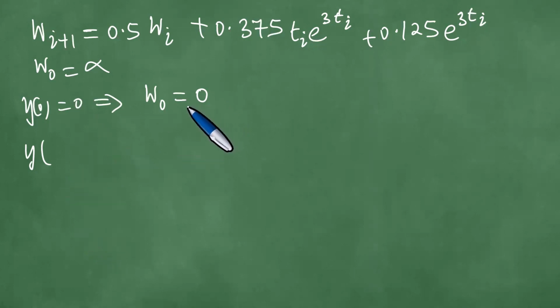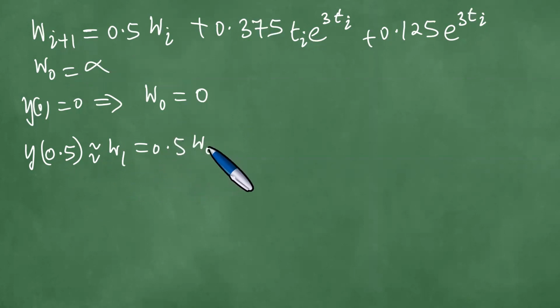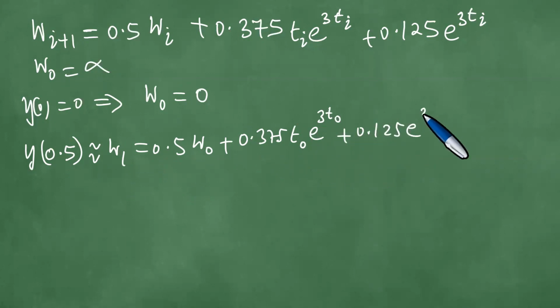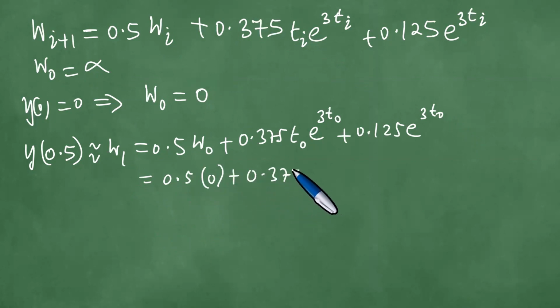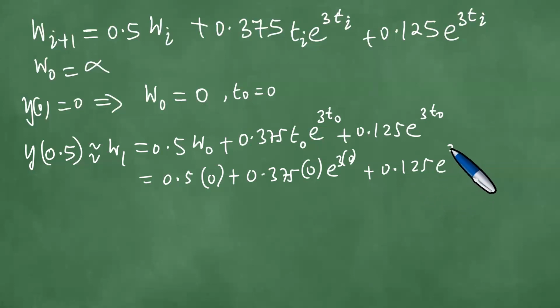W_1 approximates the next step of this. So this is w_0 at t_0, then t_1 is when you add 0.5. It approximates w_1. And w_1, according to this, is 0.5 w_0 plus 0.375 t_0 e^(3t_0) plus 0.125 e^(3t_0). It's t_0 because now i is 0 here and we want w_1. Let's plug in everything: 0.5 w_0, then 0.375 t_0, which is the beginning one. T_0 is 0, so it is 0 e^(3·0), plus 0.125 e^(3·0).